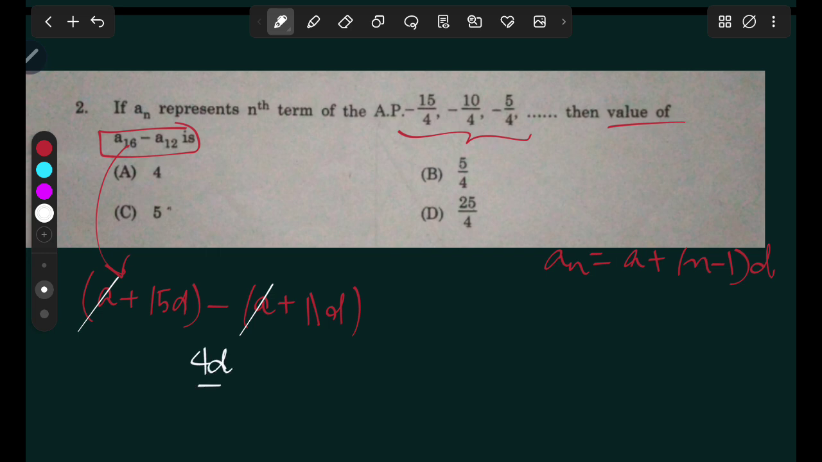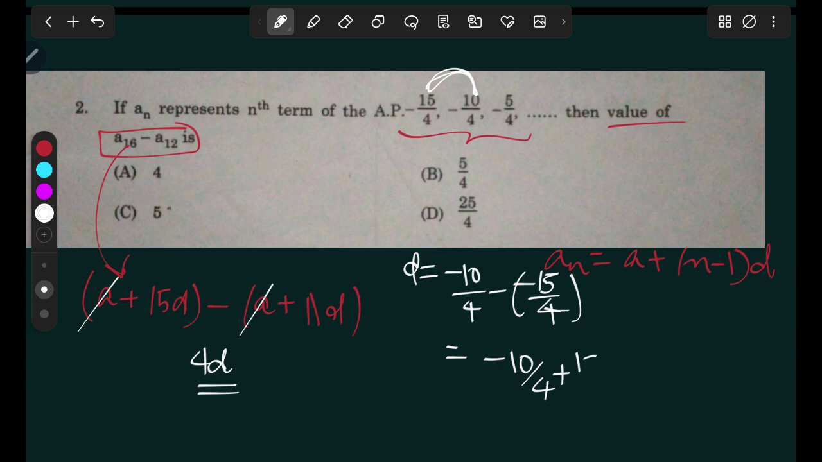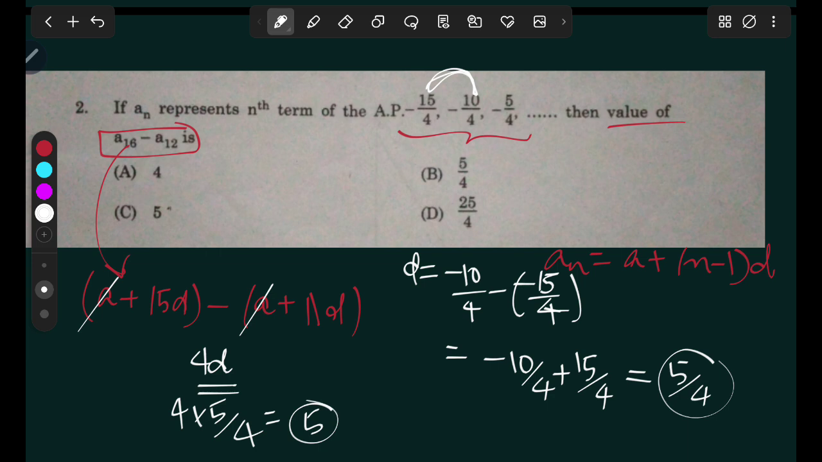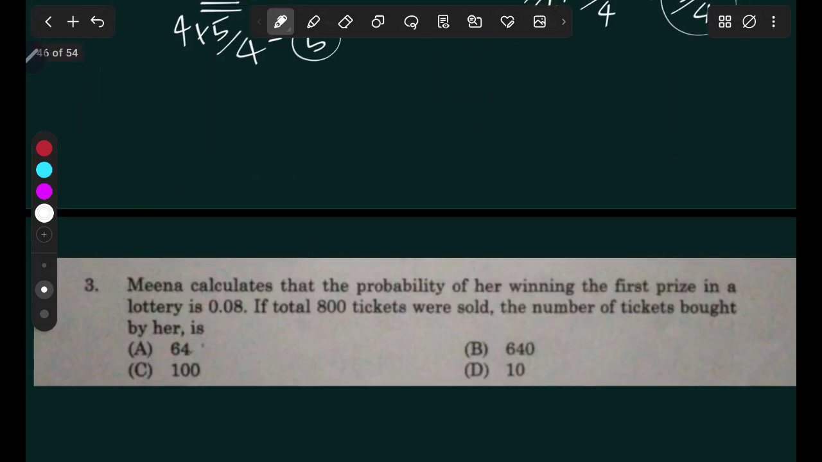So we have to find 4 times the common difference. And if we consider this, the common difference D comes out to be minus 10 by 4 minus 15 by 4. So this is minus 10 by 4 plus 15 by 4. This is 5 by 4. Obviously, this is 5 by 4. 4 times 5 by 4 is obviously 5. So option C is the correct answer. Moving to the next question.